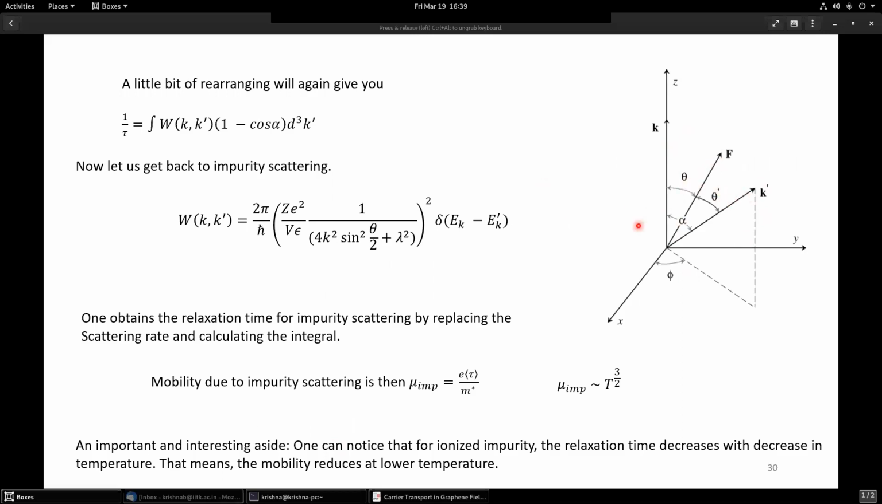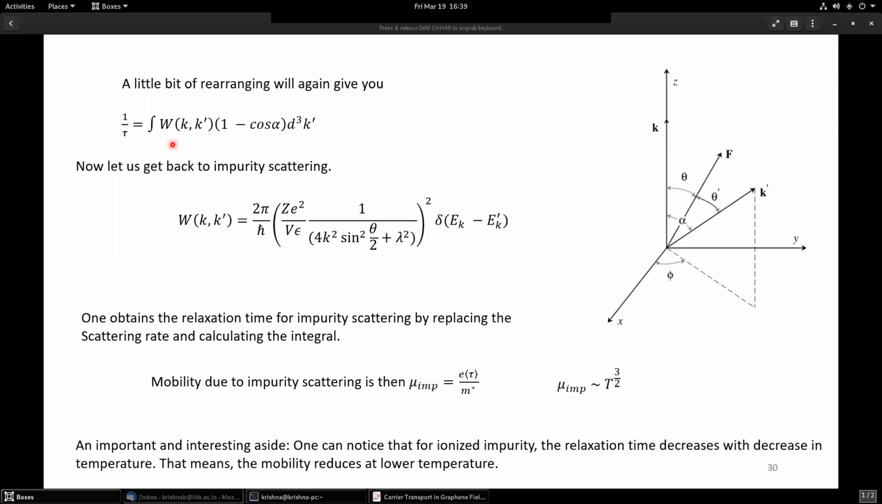All we worry about is this alpha, which is the direction between K and K prime. So the relaxation time constant, 1 by tau, is written as the integral of W of K comma K prime times 1 minus cos alpha dk prime. I'm not going into the details about the derivation of this. Probably you can find this in standard textbooks.